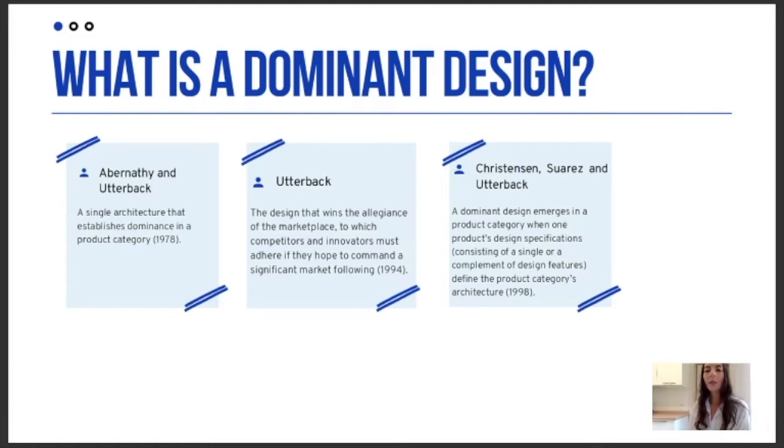The first one, Abernathy and Utterback in 1978, defined it as a single architecture that establishes dominance in a product category. The second one, Utterback in 1994, defined it as the design that wins the allegiance of the marketplace, to which competitors and innovators must adhere if they hope to command a significant market following. The third one, Christensen, Suarez, and Utterback in 1998, said that a dominant design emerges in a product category when one product's design specifications, consisting of a single or a complement of design features, define the product category's architecture.